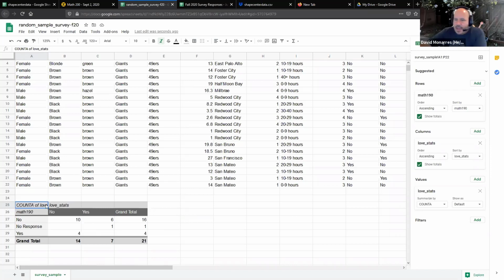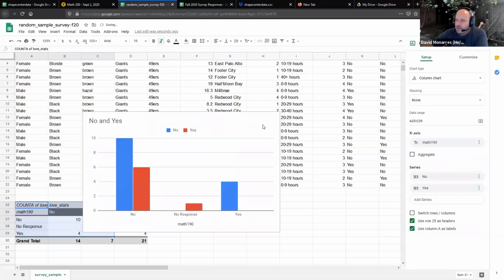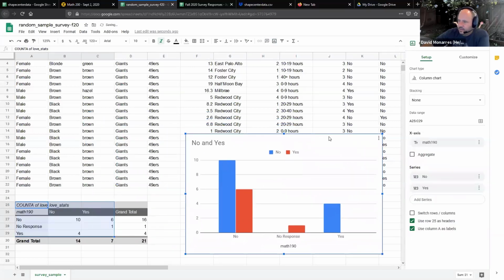Okay. And now to create our comparative bar chart, we're just going to highlight everything but the grand total. So you start from this corner here, go down, do not select the grand total row or column. Okay. And then I'm going to go to insert chart. And once again, it makes a guess. It doesn't necessarily guess correctly, but today it did.